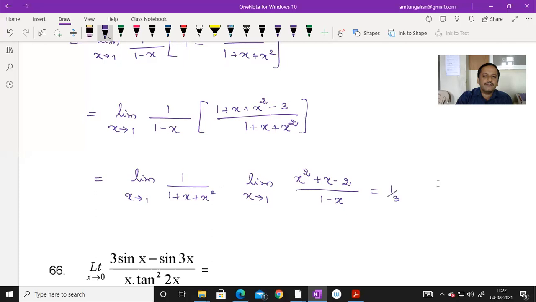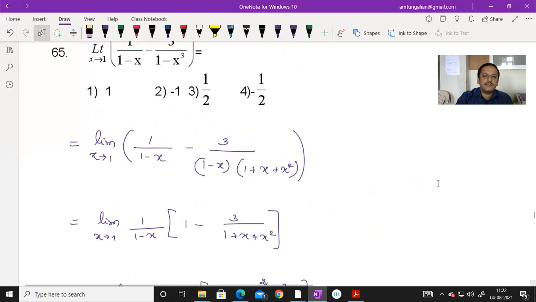So I will directly write that as 1 by 3 into the remaining limit. Here, if I apply the limit, I am going to get 0 by 0, so let us prefer L'Hospital's rule. That will give you 2x plus 1 divided by minus 1. Apply the limit as x tends to 1: 2 plus 1, you get 3 divided by minus 1. Let's just check whether it is there in the options. Yes, it is there. So for question 65, the second option, minus 1, is the correct answer.